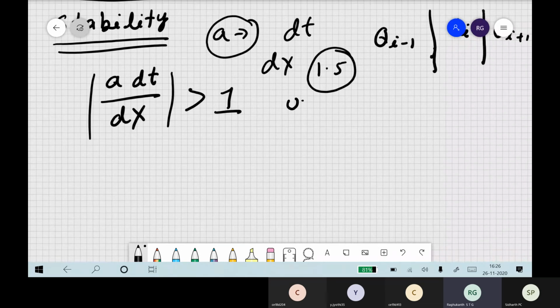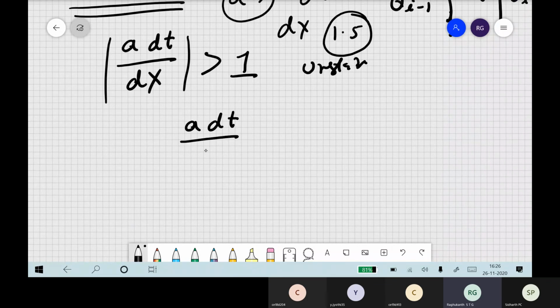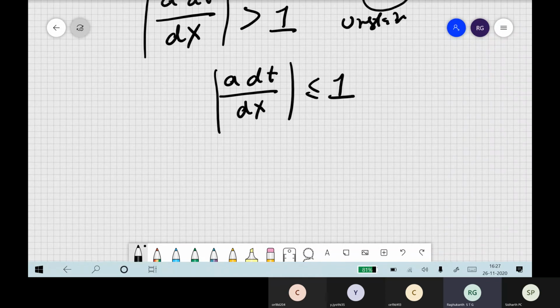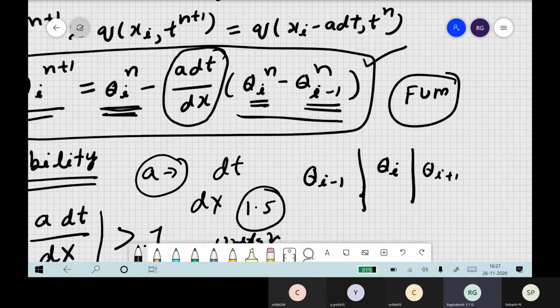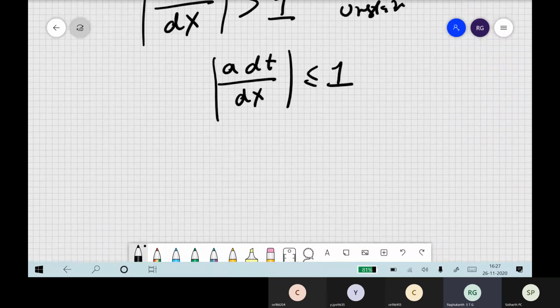So the condition for stability is a dt/dx less than or equal to 1, the same as the CFL stability we have seen previously. This is what they call the upwind scheme. In finite volume it is called the upwind scheme, but it is the same as our finite difference scheme, essentially the forward finite difference. So the names are slightly different. We call it the upwind scheme in the finite volume method. This is the main thing.